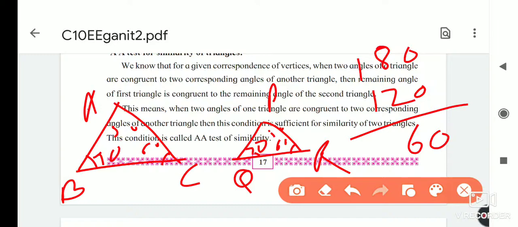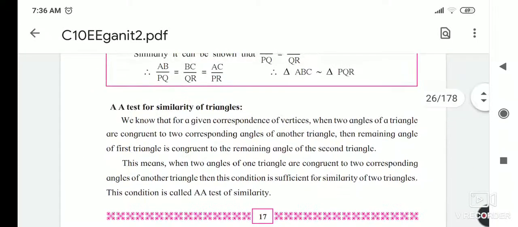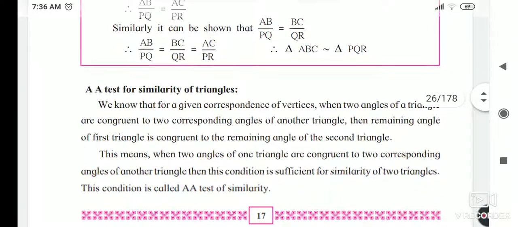And when two angles of a triangle are congruent to two angles of another triangle, definitely the third is also congruent. That's why we can use the AA test of similarity of triangles. Okay.